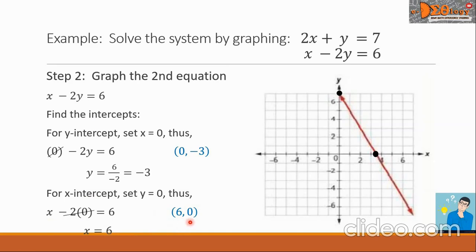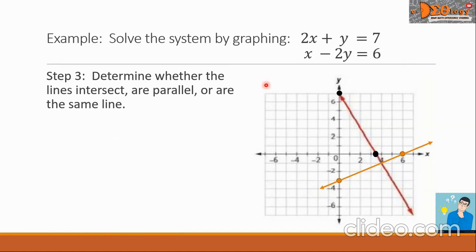Now let us graph the line for the second equation. First, let us plot the 2 points or the intercepts in our rectangular coordinate system. So we have first the x-intercept is (6, 0), and here is the point, and the y-intercept is (0, -3), and this is the point. We connect these 2 points by a line. And this line now is the graph of the second equation.